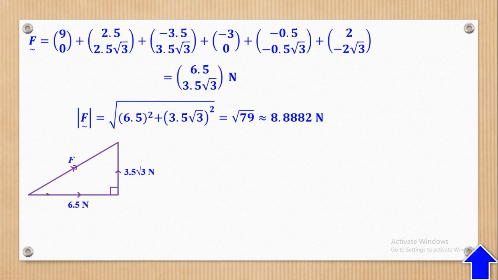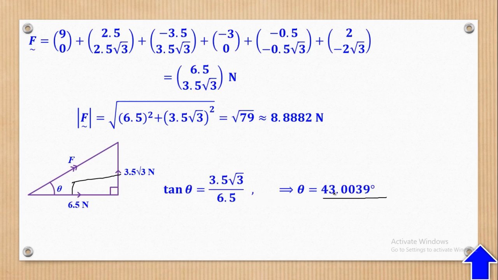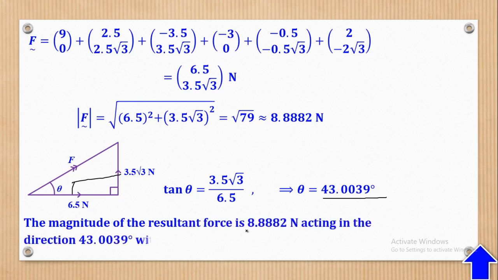Then that will be my resultant force. To get the direction, I have to calculate this angle. So I'll put there an angle equal to theta. The good thing is I've got a right-angled triangle with opposite being equal to 3.5 root 3 and adjacent being equal to 6.5. Therefore I can use tan and say that tan theta is equal to 3.5 root 3 over 6.5. Therefore my theta will be equal to 43.0039 degrees.